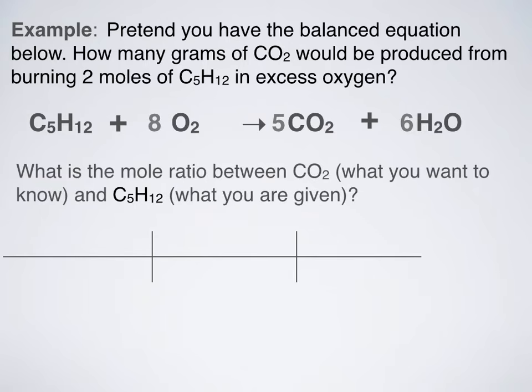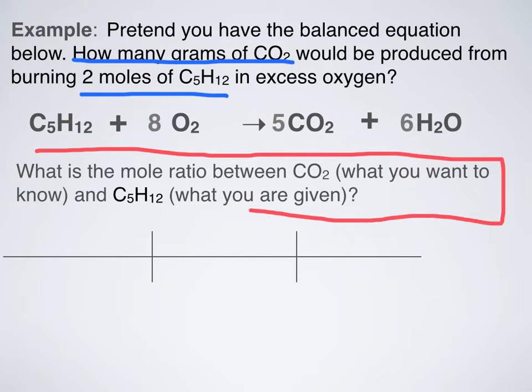So let's look at the more complicated mole-to-mass or mass-to-mole calculations. Example, pretend you have the balanced equation below. How many grams of CO2 would be produced by burning 2 moles of C5H12 in excess oxygen? All right, so let's underline the important information. How many grams of CO2? That is what I want. If I burn 2 moles of C5H12, that is what I'm given. Again, this follow-up question about the mole ratio between those two amounts, it's never going to be there.